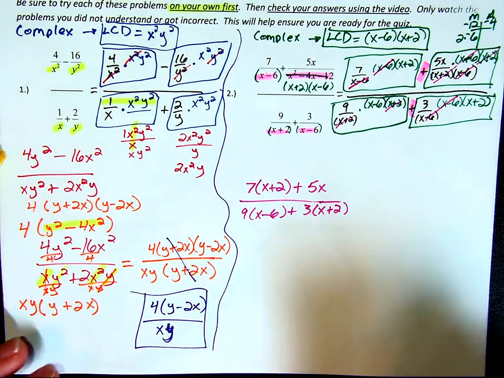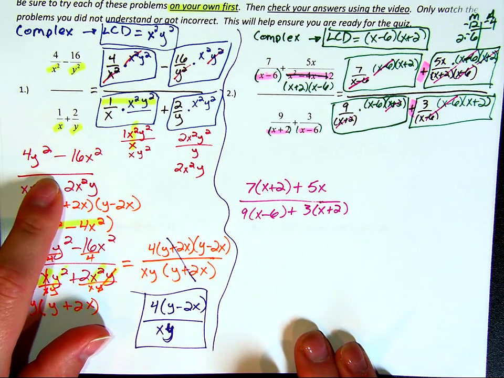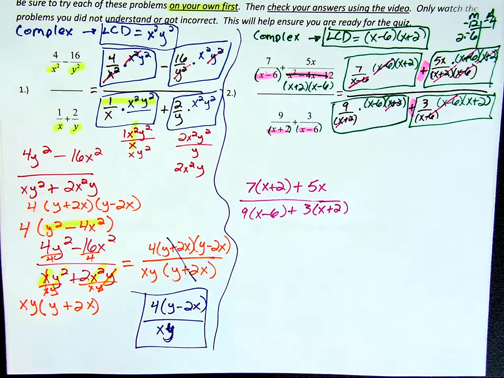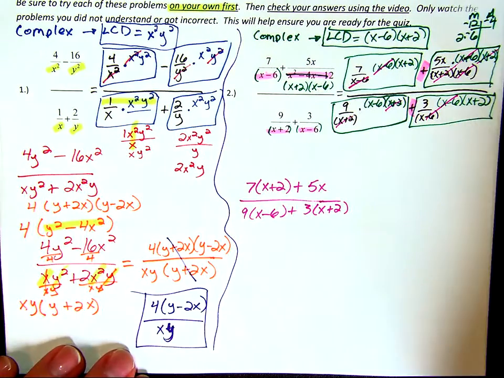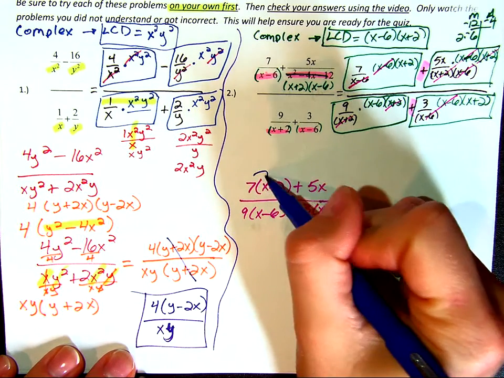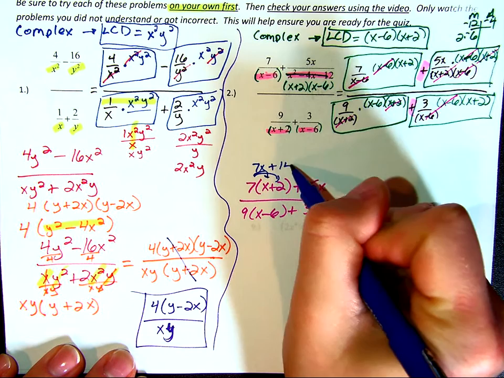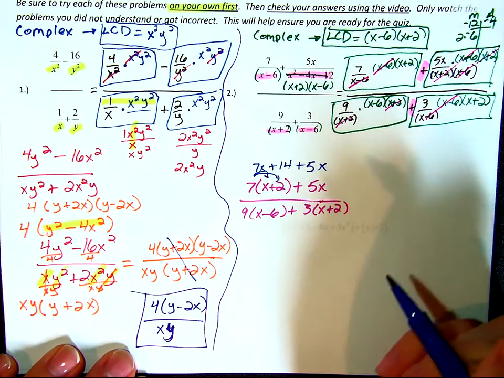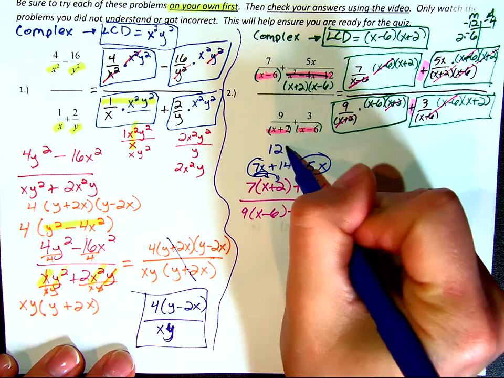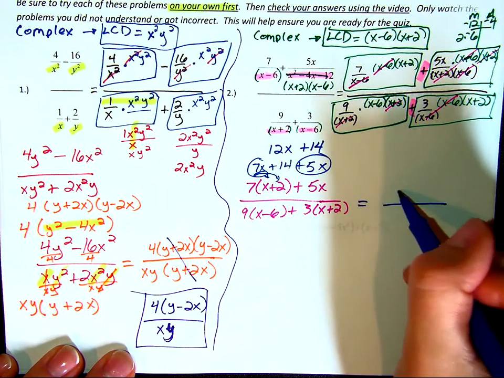Okay, and now, unlike this other one, we got to this point, we could start factoring. You cannot factor this yet. You need to combine everything together and then try to split it up. So we're going to distribute this in to get 7x plus 14 plus 5x. So if I combine those, we can combine our like terms. 7 plus 5 gives me 12x plus 14. So that is our new numerator, 12x plus 14.